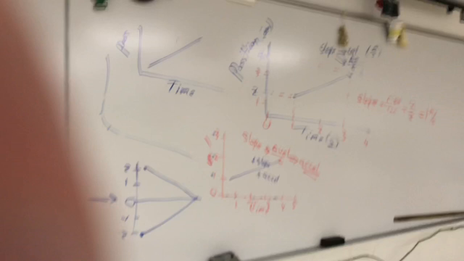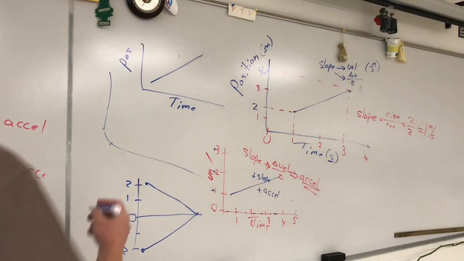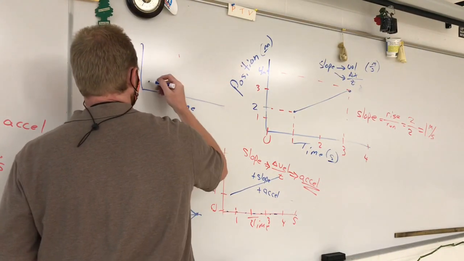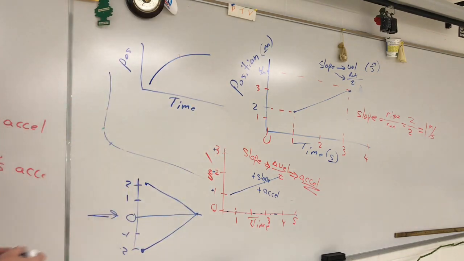Now, if we go through and we say, what about a line that looks like this? Well, is that a positive or negative slope? Positive. Is it a constant slope or a changing slope? Changing slope. It's a changing slope, right? So we could say that my slope is positive, so therefore my velocity is positive. We could say my slope is changing, therefore my velocity is changing.